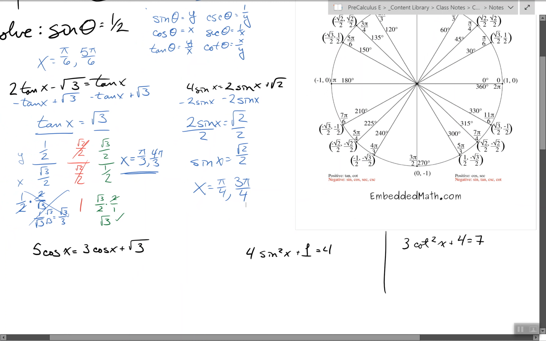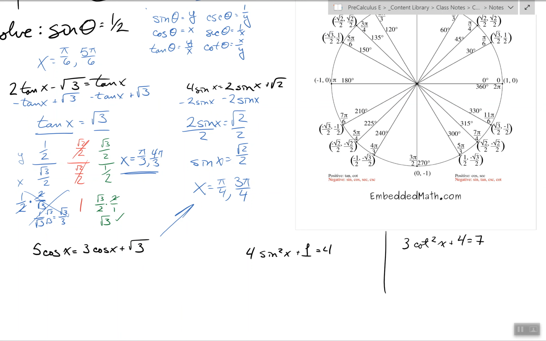The cosine example here, 5 cosine of x, this is very, very similar to the sine problem. So if you want to try another problem, please pause the video again and work on the cosine problem.